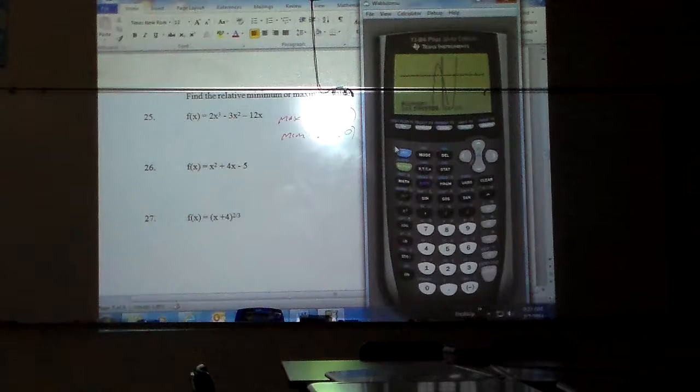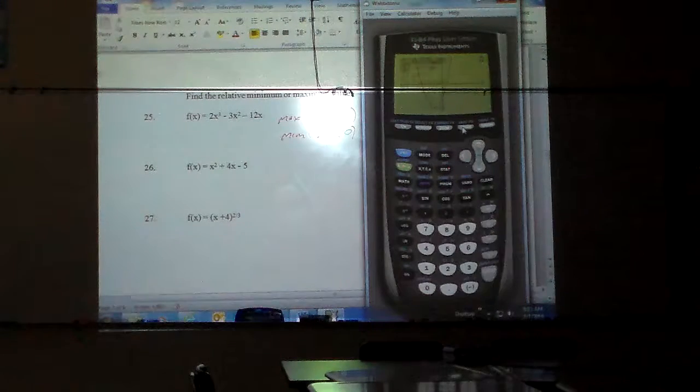So let's go try problem number 26. I'm going to go back to my y equals. I'm going to clear this one out of here. Clear y equals, and just do x squared plus 4x minus 5 and hit graph. And let's go ahead. I can leave the window like that. Let's go ahead and put our window back at our normal setting, -10 is the general for this one here. And this one only has a minimum.